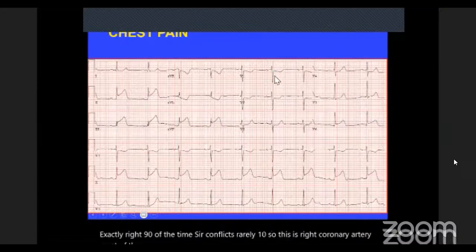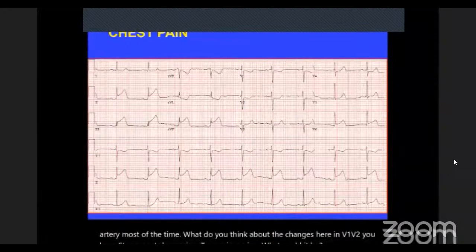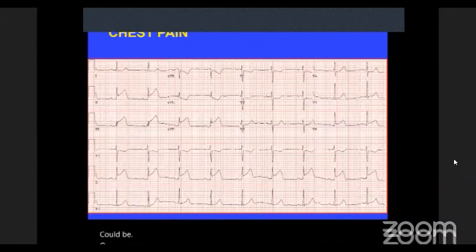What do you think about the changes here in V1, V2? You have ST segment depression, T wave inversion. What could it be? Could be reciprocal changes or, I'm not sure actually. Remember, when the right coronary artery supplies the inferior surface of the heart, right?